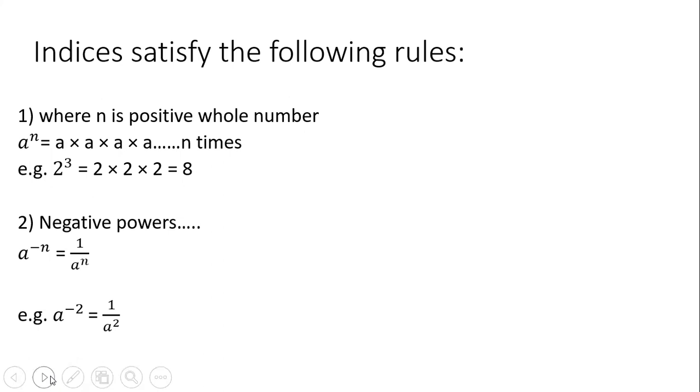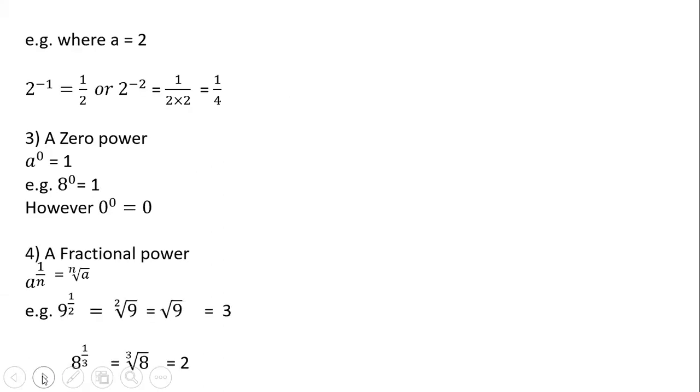Yes, ma'am. All right. Moving on. When we have a base of 2 raised to power negative 1, we get a half. And when 2 is raised to power minus 2, we get 1 over 2 raised to power 2, which we can also write as 2 times 2, then we get 1 over 4.